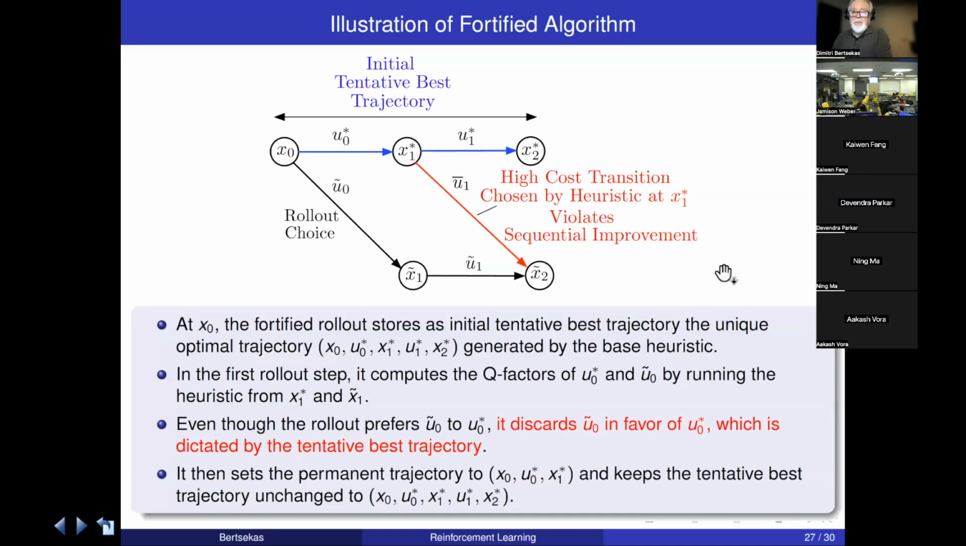So it's possible to have the weaker condition satisfied, but the stronger condition not satisfied. But the other way it cannot happen, that it violates improvement but satisfies consistency. That cannot happen because sequential improvement is the weaker condition. In other words, sequential consistency implies sequential improvement, but not the other way around. Okay, got it. Thank you. Okay.